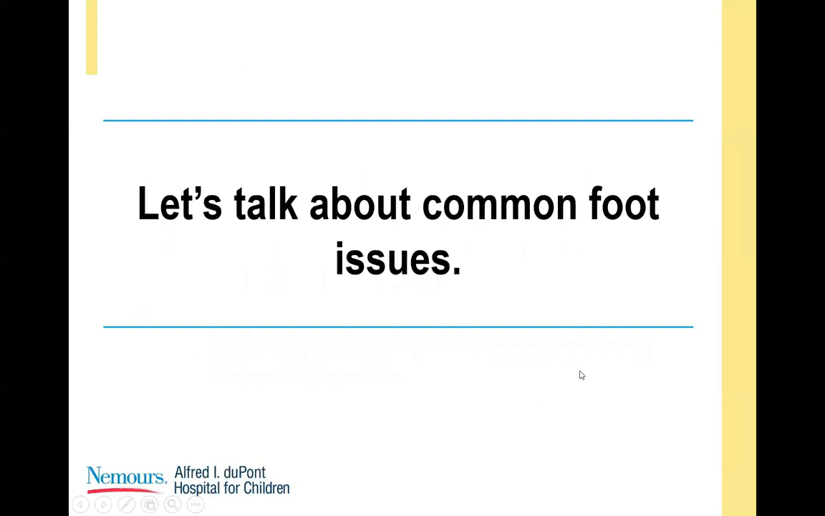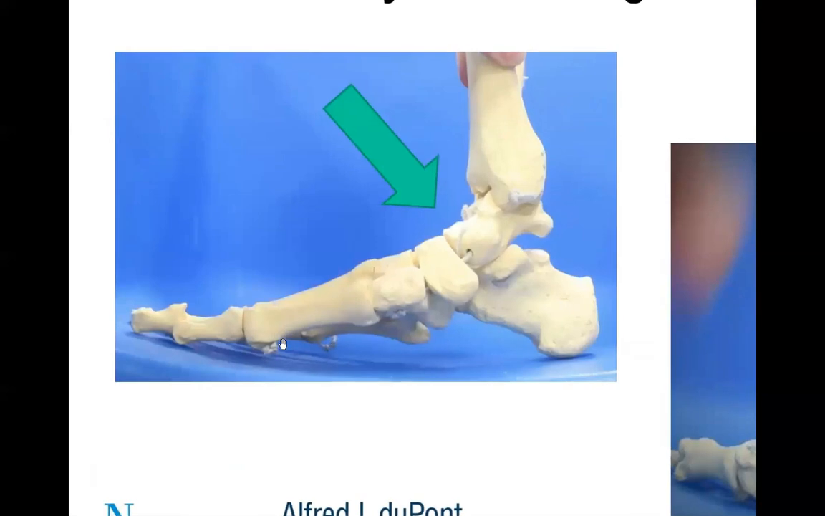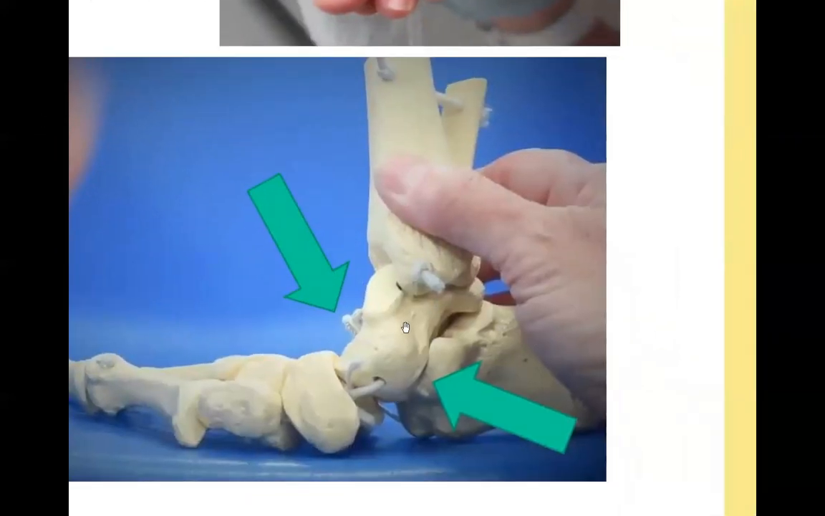So let's talk about the most common foot issues in arthrogryposis. So the oblique talus, it's typically not a surgical candidate, but it is of concern. It corrects well with casting, but it gives you a really flat foot alignment. So here is the typical bones of a foot. They kind of line up, you have a nice arch. The talus lines up with the navicular, and it seems to be okay. In an oblique talus, it's just a little bit off. It's a little off center, and so it doesn't line up quite right, and it gives you a flatter foot.